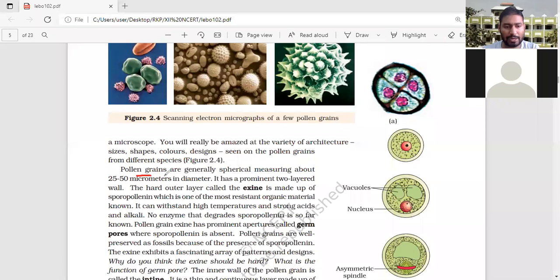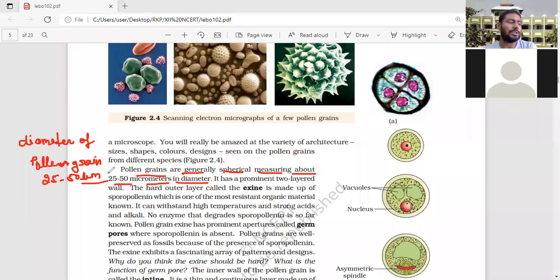Pollen grains are generally spherical, measuring about 25 to 50 micrometers in diameter. Clear? So the diameter of the pollen grain will be 25 to 50 micrometers. Again, it has a prominent two-layered wall. Very, very important, this is a PYQ.